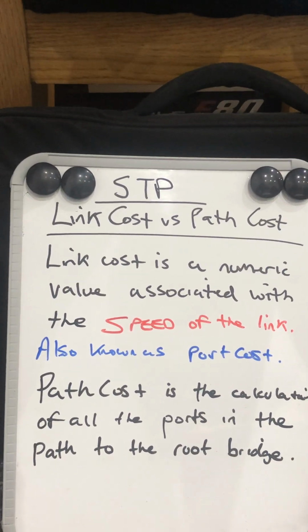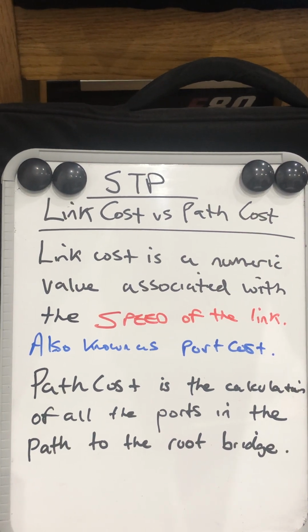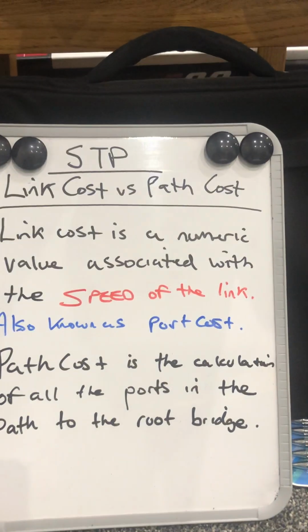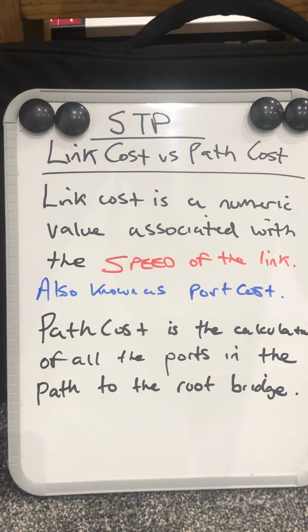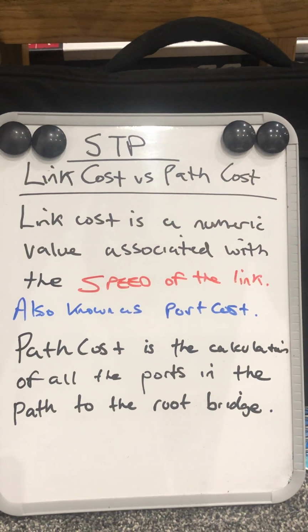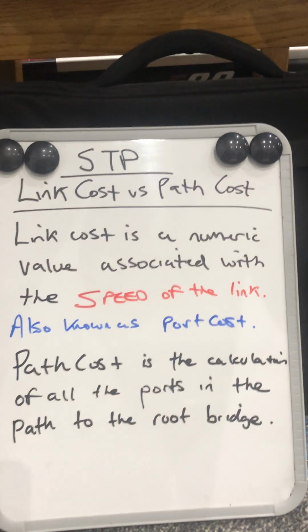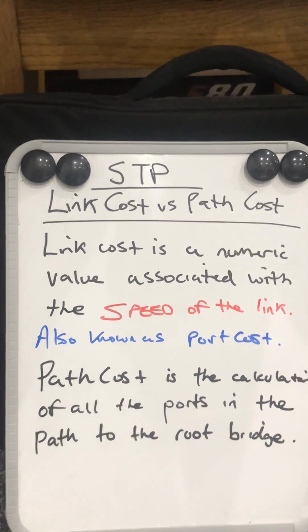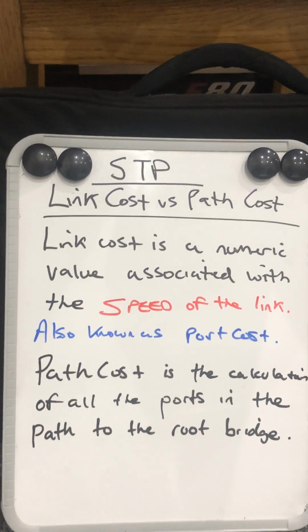So a fast Ethernet link will be given a cost of 19, but a gigabit Ethernet link will be given a cost of 4. Because gigabit Ethernet is faster, it has a lower cost, and this will be used to compare the costs of the different links and for judging the root port.